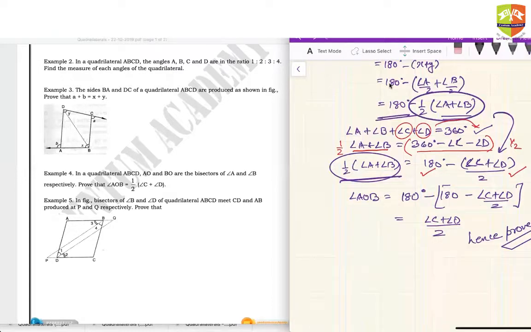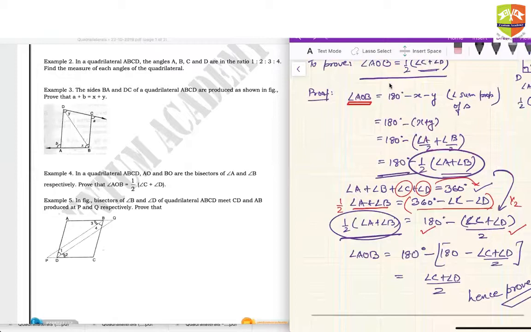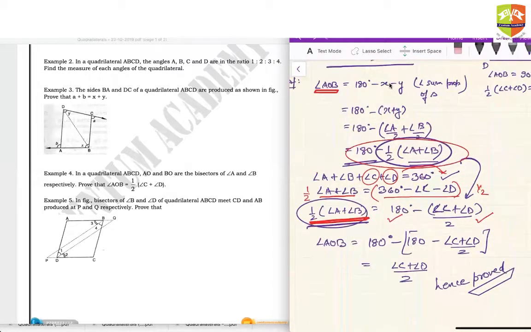So now I will come back to AOB. AOB was 180 degrees minus half angle A plus B, and half angle A plus B was equal to 180 minus this. So I simply replaced this item by this one. If you replace it, you will get the desired result. 180 minus 180 gets cancelled, and minus one minus gets multiplied, becomes plus one, and you get (C plus D) by 2. Now, did you understand, all of you? Is that fine? Clear, Arya?